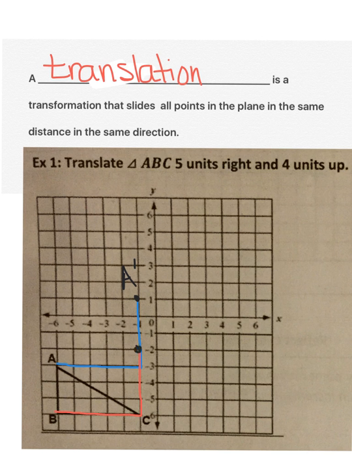B prime is right here. And ordered pair C, 5 units to the right, 1, 2, 3, 4, 5, 4 units up. C prime is right here. Notice the new ordered pairs are labeled as A prime, B prime, and C prime. And then I just go ahead and connect the points. So there is my new image.